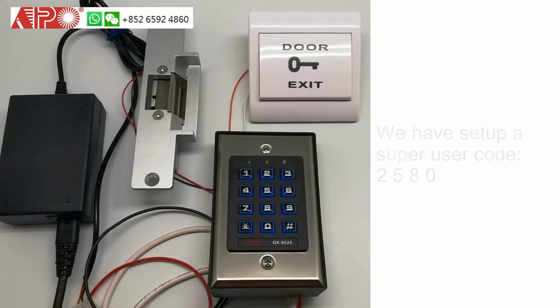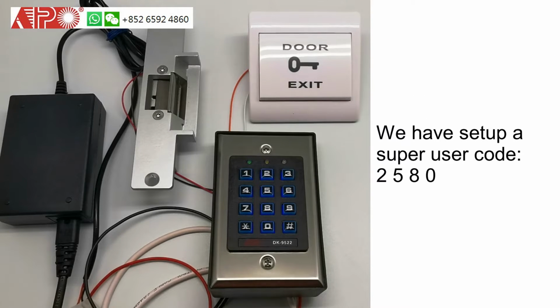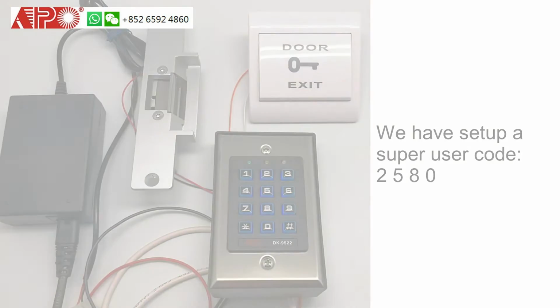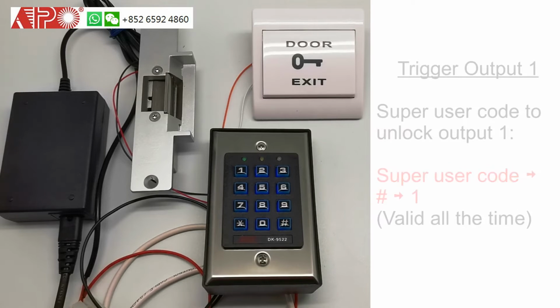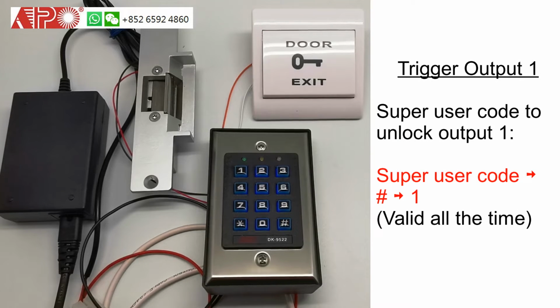Now, the keypad has a super user code of 2580. There are different features for the super user code, such as trigger output 1, put output 1 into toggle mode, and inhibit the user code. To trigger the output 1, we can use super user code pound 1.